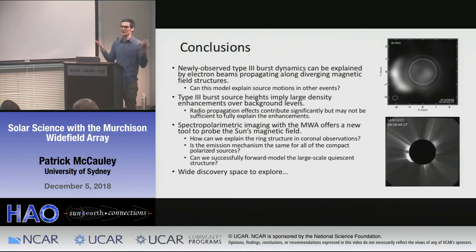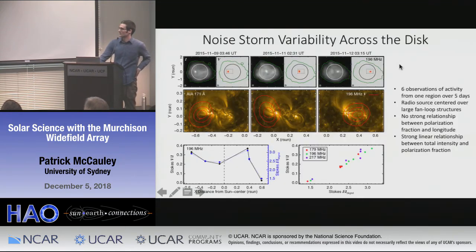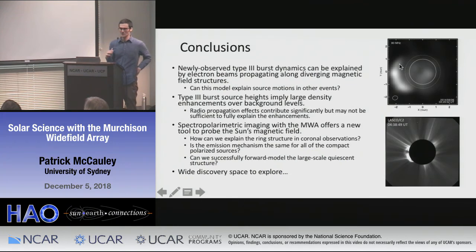One of the neat things that we saw really just last week is this event where we think we're seeing the signature of a coronal mass ejection in the MWA observation. This is just below the occulting disk of LASCO, and this is the CME about 10 minutes after this observation. This would be one of the nicest images that we have of a CME at these low frequencies, really in radio observations in general.